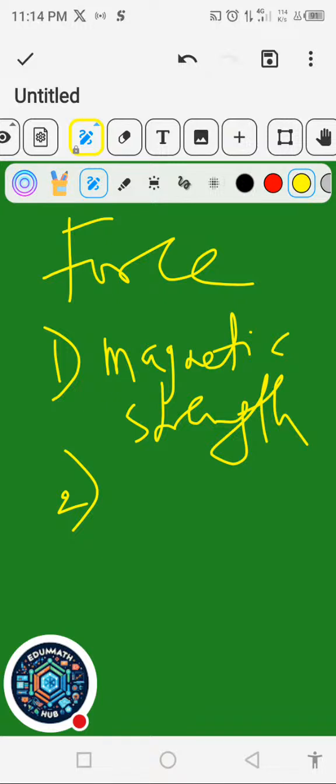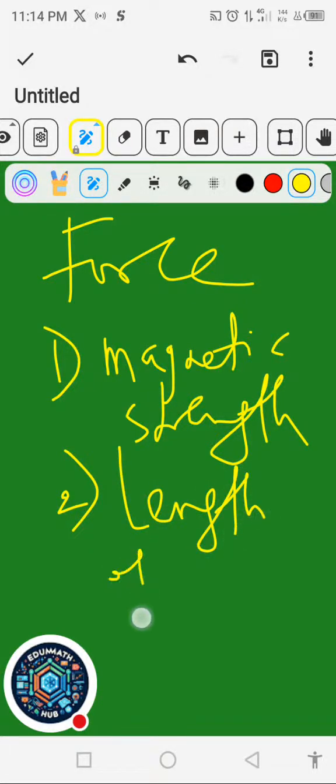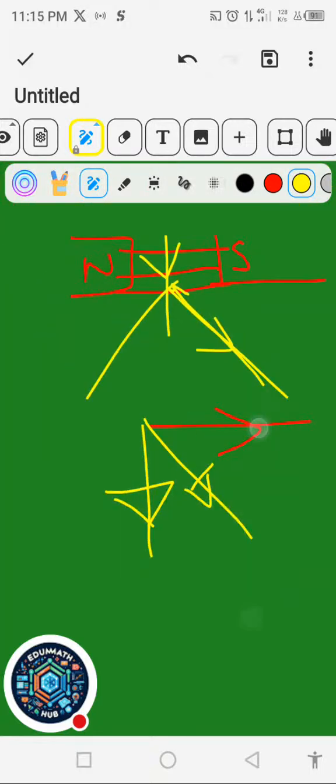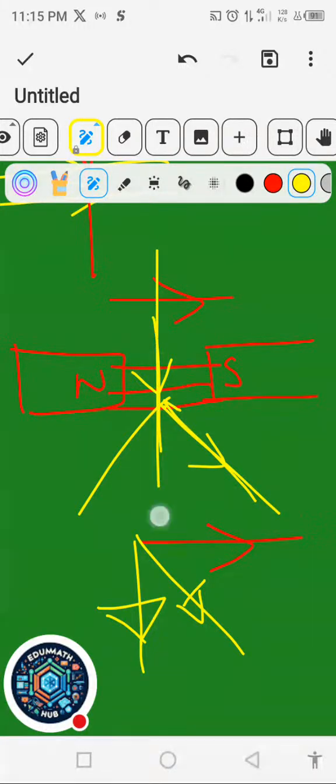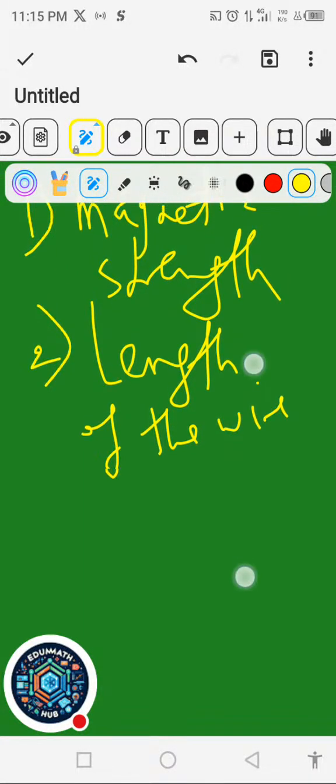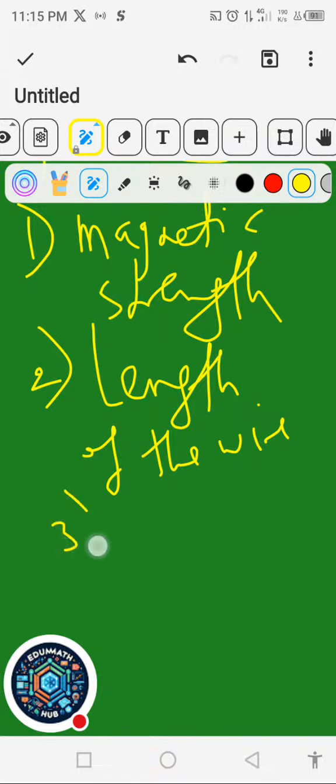Another thing is the length of the wire. If this wire in the field is very long, then the force will also be greater. And the third one is the current in the conductor. If you use a high current, then you experience a high force. Small current, you experience a small force.